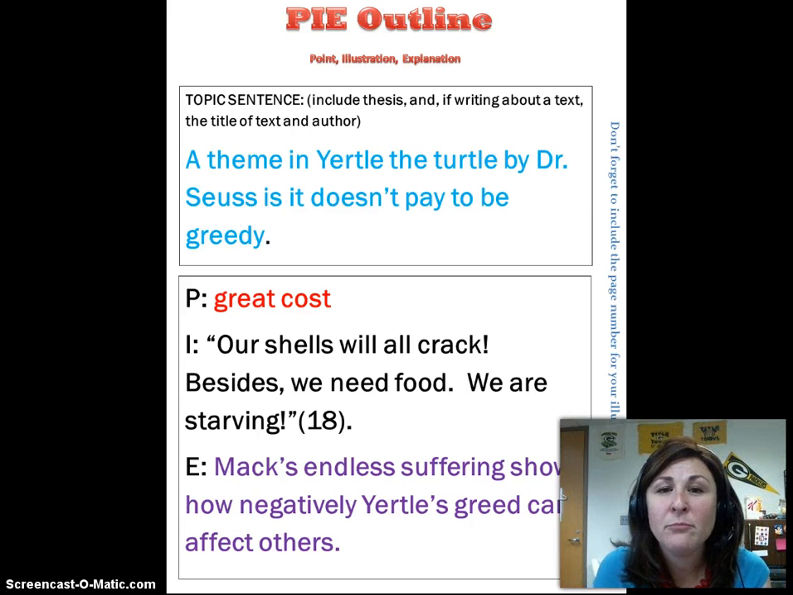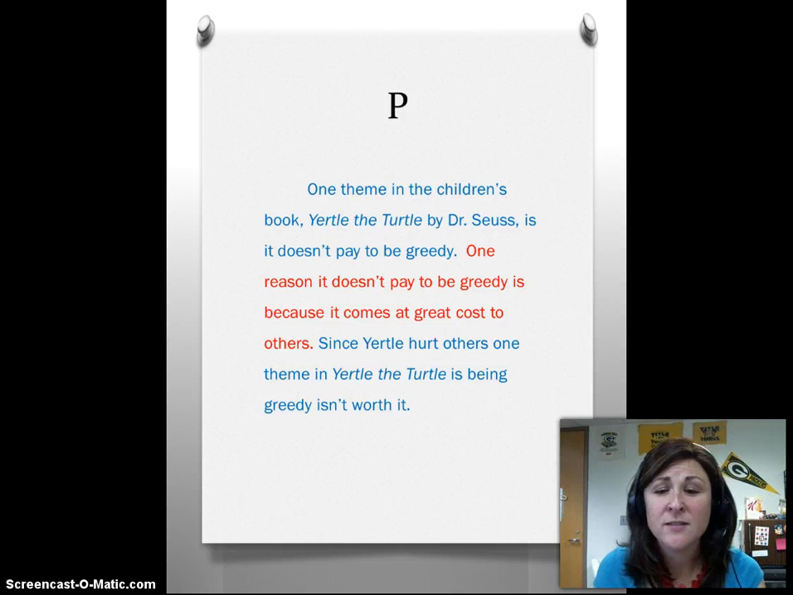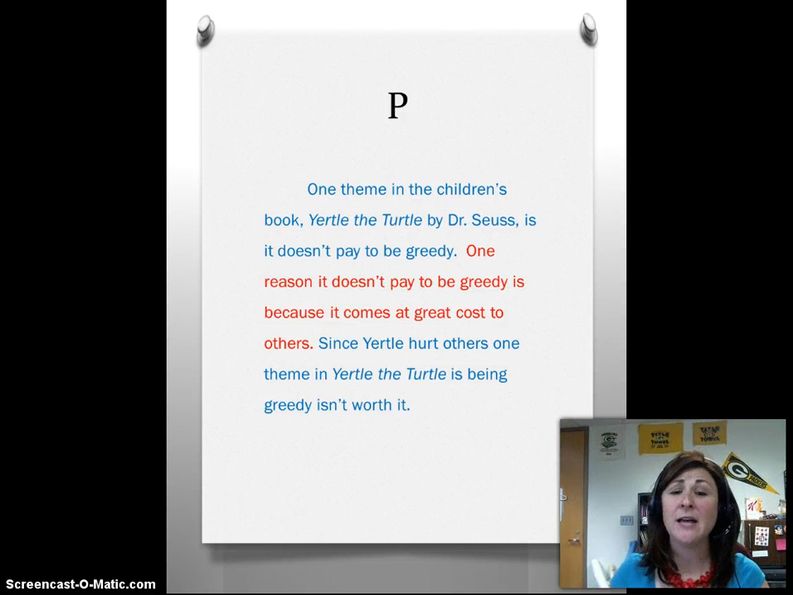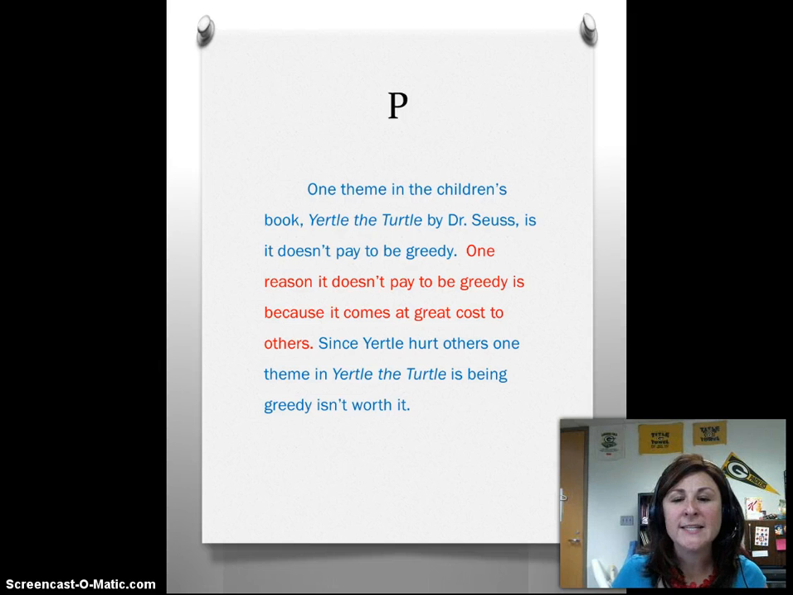I'm now going to take it and put it into my document and turn it into a full-fledged essay. So here we go. I have a topic sentence. One theme in the children's book Yertle the Turtle by Dr. Seuss is it doesn't pay to be greedy. There's my topic sentence. Now I've included my point. The point is in red. One reason it doesn't pay to be greedy is because it comes at great cost to others. I end with the concluding sentence. Since Yertle hurt others, one theme in Yertle the Turtle is being greedy isn't worth it. Now that's a fine start to an essay, but I have no examples or illustrations, and I haven't explained how this point supports my theme.